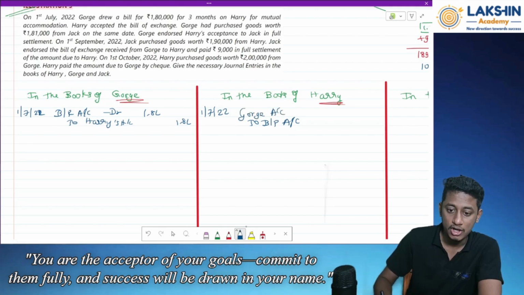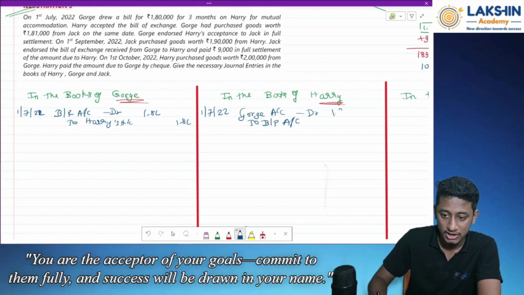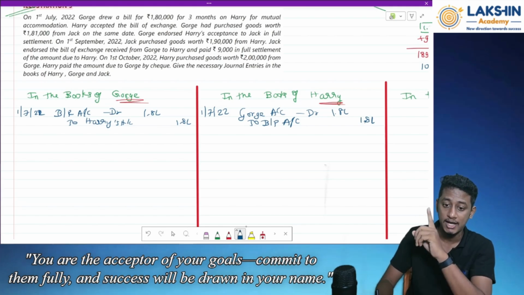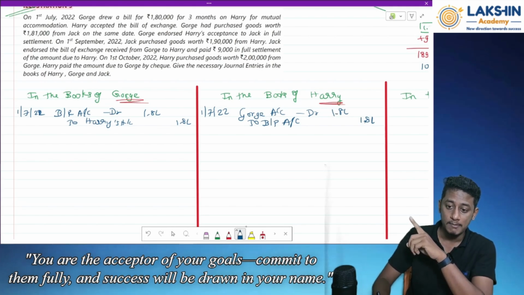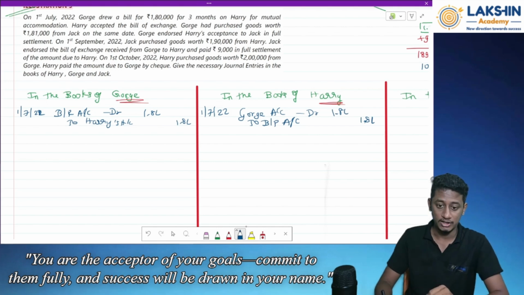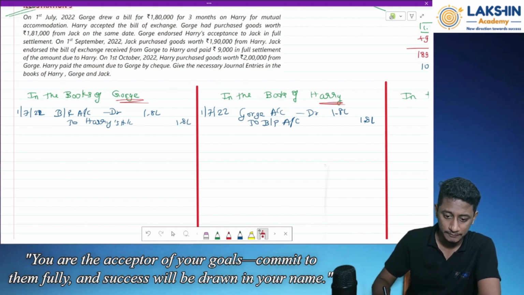I am debiting George's account. By rupees how much? Again 1.8 lakhs, because this was the bill value. That's why I am debiting George's account, because I am showing that it is payable to George.